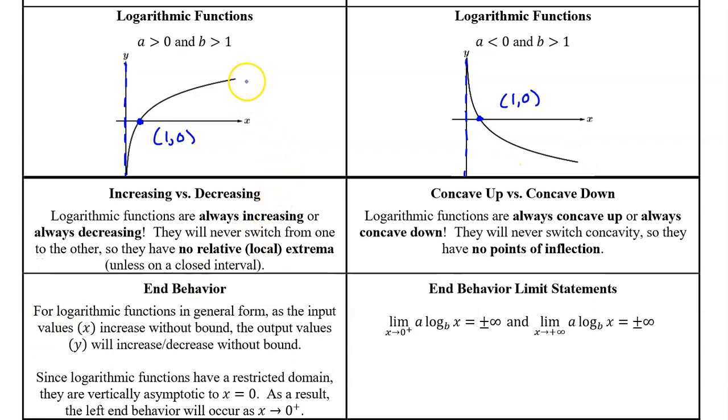Because logarithmic functions approach the y-axis asymptotically, the left end behavior limit statement will always begin with the limit as x approaches 0 from the right. Remember, approaching 0 from the right is always denoted with this little plus sign superscript. One more time, be careful.